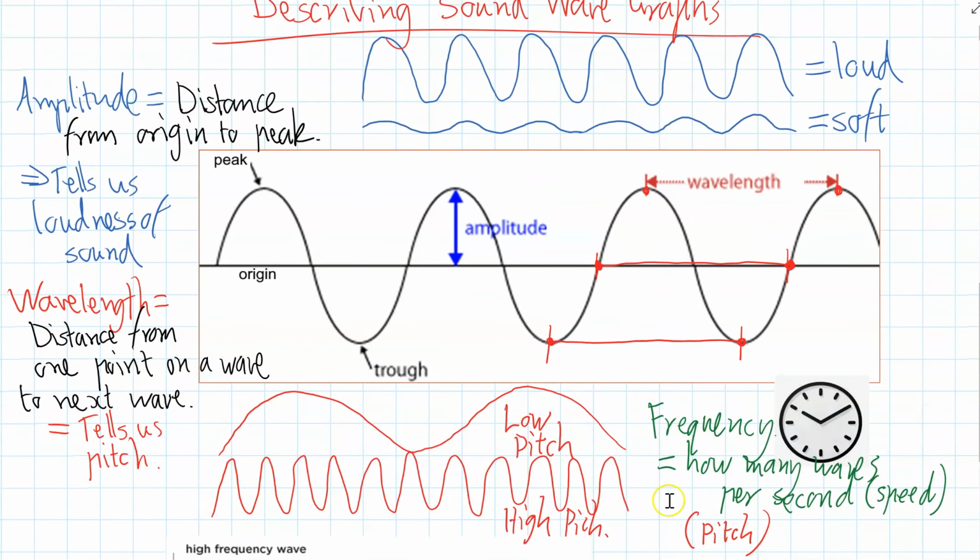And frequency is the exact opposite. So if there's a long wavelength, like in this one, this has a low frequency because it's not going up and down very quickly. And the opposite's also true. So if you have a really short wavelength, like in a high-pitched sound, you have a high frequency because it's going up and down really quickly.